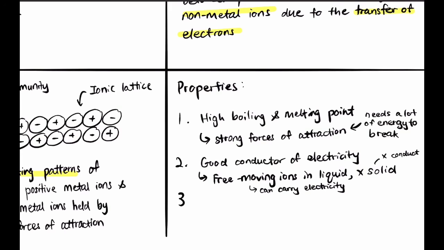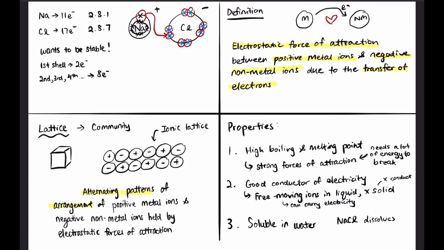And the last one is the solubility in water. So ionic compounds are soluble in water. Just like how NaCl, your table salt, dissolves in water, ionic compounds can dissolve in water as well. So that's it for ionic compounds.